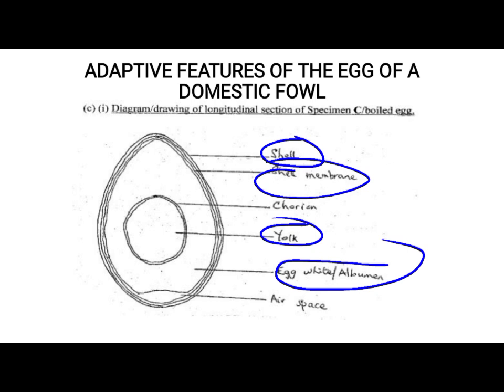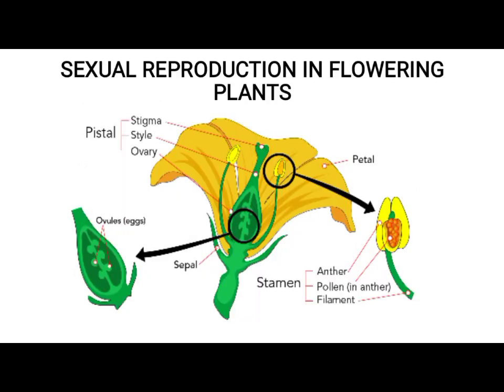You have the air space. Basically, the air space holds the yolk together, and it holds the yolk and the embryo in position. Okay, you have the chorion, which is the outer part of the yolk. Okay, so before I round off, let me quickly talk about sexual reproduction in flowering plants.